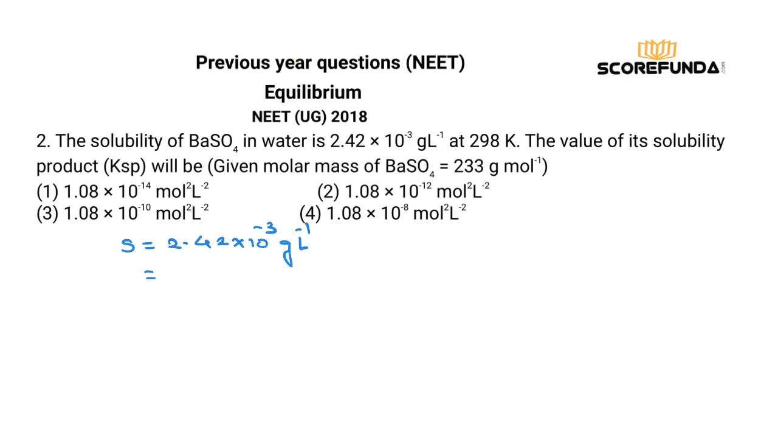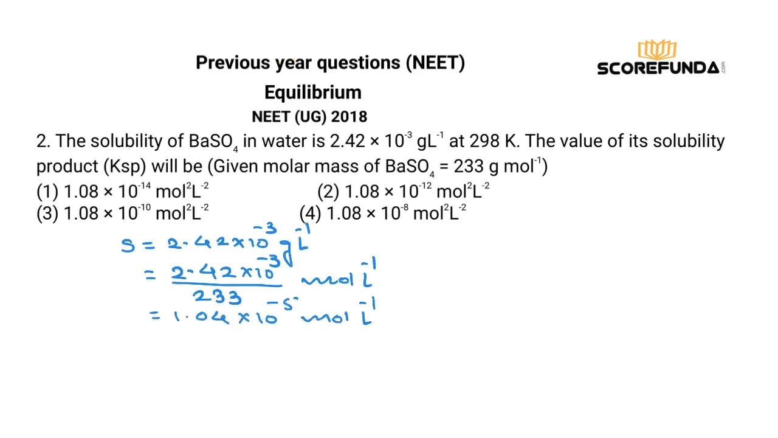What's the molecular mass of BaSO4? 233. So then it will be 2.42 into 10 to the power minus 3 divided by 233, and then this will be equal to moles per liter, and the answer will be 1.04 into 10 to the power minus 5 moles per liter. Again, जो BaSO4 है वो BaSO4 क्या देगा, BaSO4 will give you Ba2 plus and SO4 2 minus.